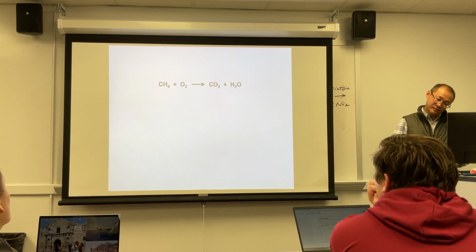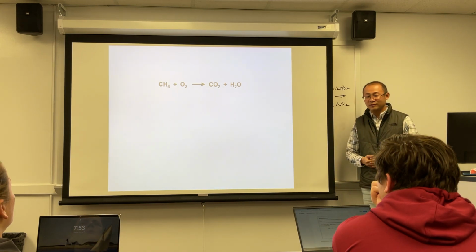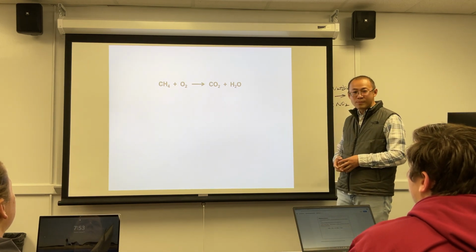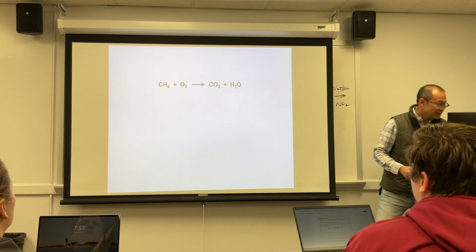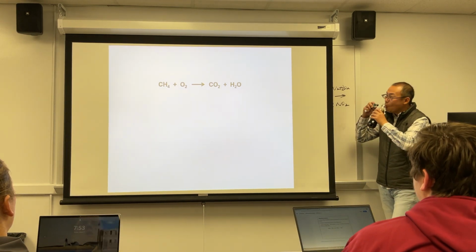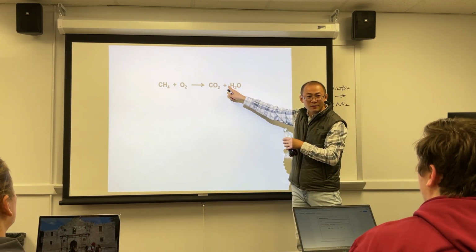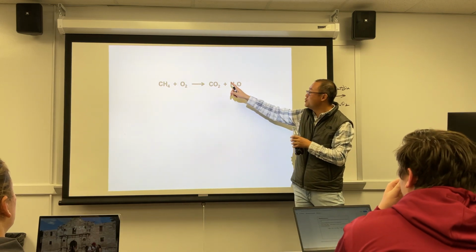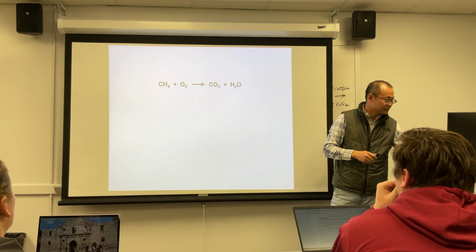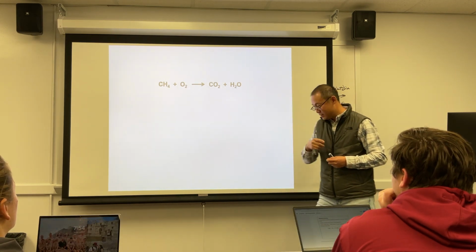Okay, your turn. You can work on your scratch paper or computer, whatever. Can you tell me what numbers we need to put to balance this equation? You need to put a 2 in front of the water on the right, so you have 4 hydrogens. 2 in front of water, good. And probably 2 in front of the oxygen in the reactants.